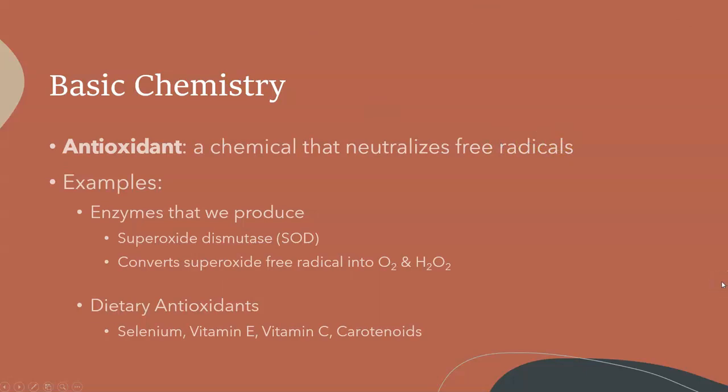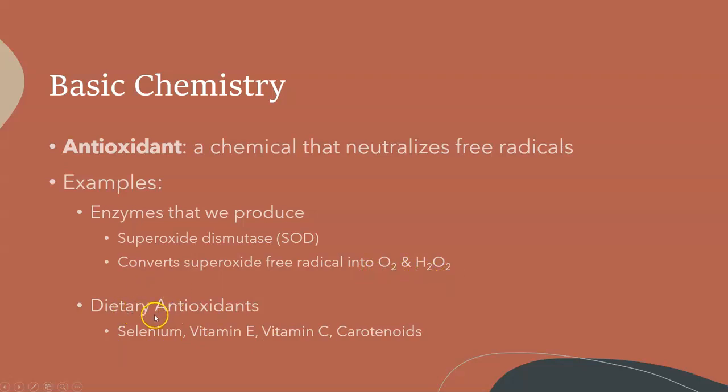Some examples that we produce are some enzymes, superoxide dismutase, or SOD. This is an enzyme because it ends in the letters ASE. That's something to keep in mind. And it gets rid of that superoxide, okay? It converts superoxide free radical into oxygen and H2O2, okay? A little bit different than H2O, obviously, but these are things that are not going to harm us.